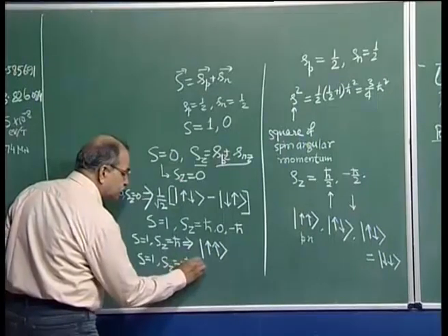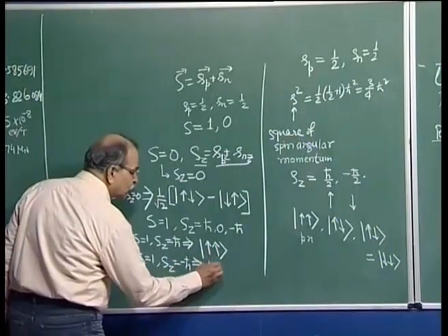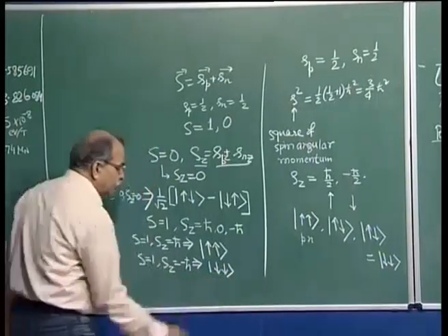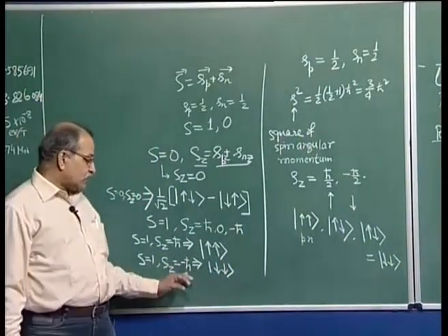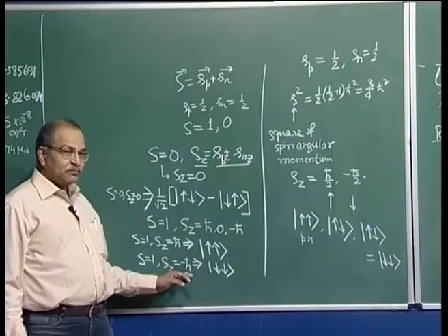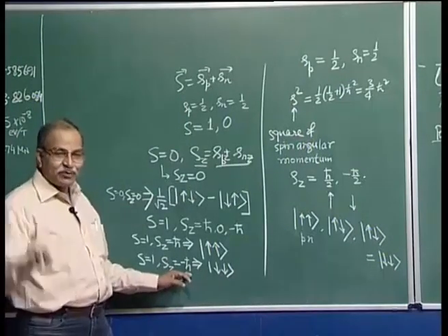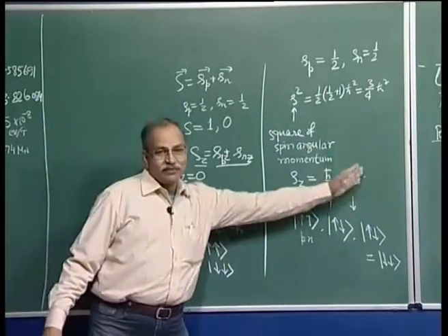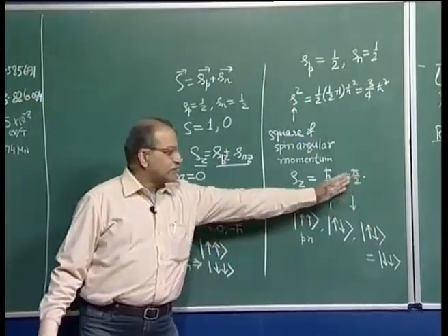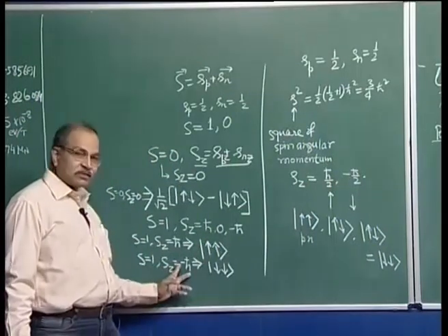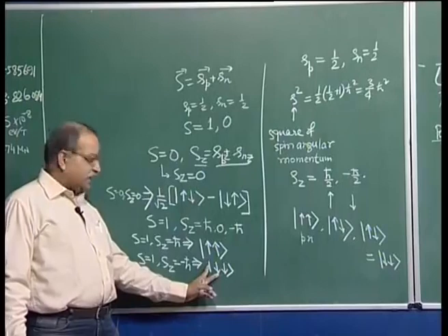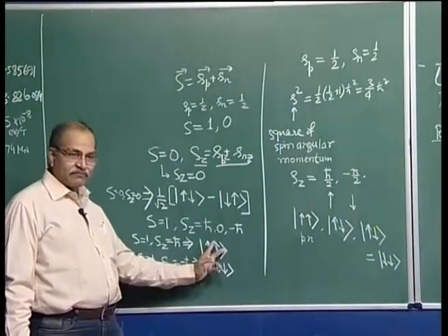Similarly, writing the state for S equal to 1 and Sz is equal to minus ħ, this is also easy. What should it be? Both down, because minus ħ you will get when each of them is minus ħ by 2. It can only be either plus ħ by 2 or minus ħ by 2. So, to obtain this minus ħ, both of them have to be minus ħ by 2, and to obtain this plus ħ, both of them have to be this.